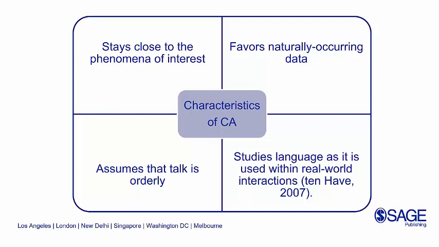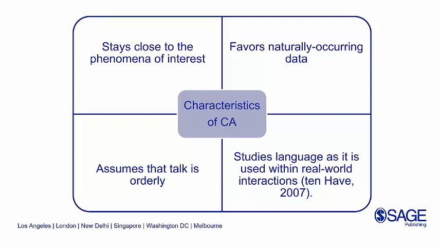Another key message within CA is, as I already noted, that it favors naturally occurring data. And there's a real purpose in this. It's because conversation analysts conceive of talk as being a situated achievement rather than a product of an artificial experiment or even a researcher's intentions. A third thing to keep in mind is that CA assumes that talk is orderly and that we can actually study that order or structure. We can study then the sequential organization of talk.